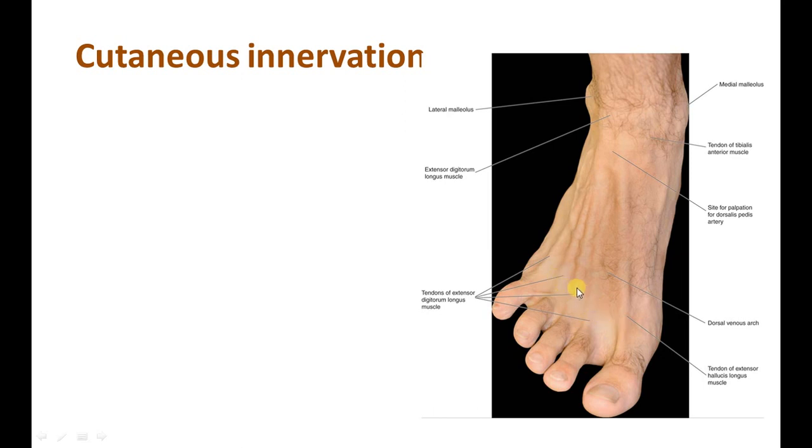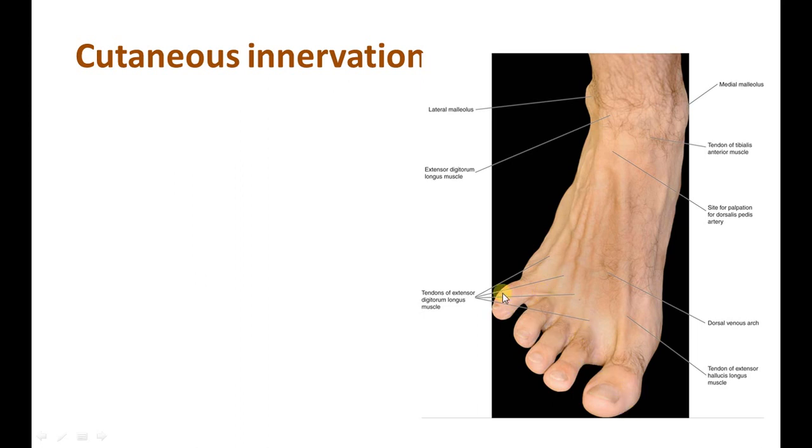Extensor digitorum longus muscle tendons you are able to see here. Okay, then here interdigital spaces or clefts: first, second, third and fourth clefts. In the cleft you will also be able to appreciate the dorsal interossei muscles. Okay, so 4 dorsal interossei can also be seen on the dorsum of foot.